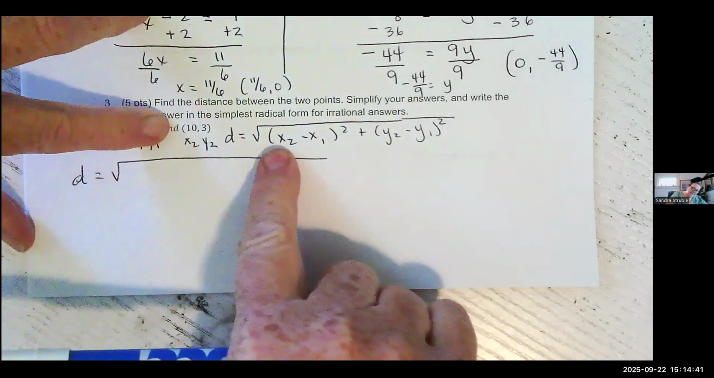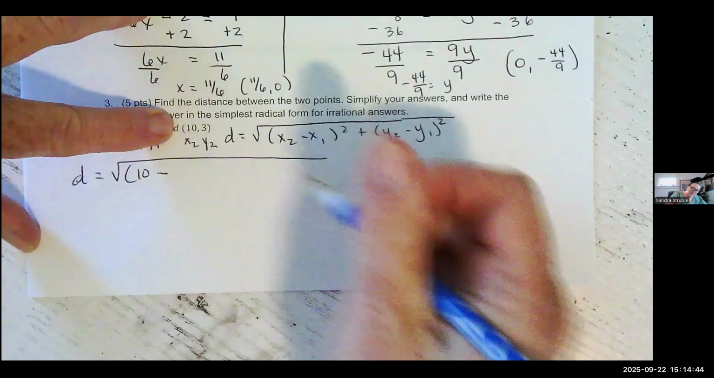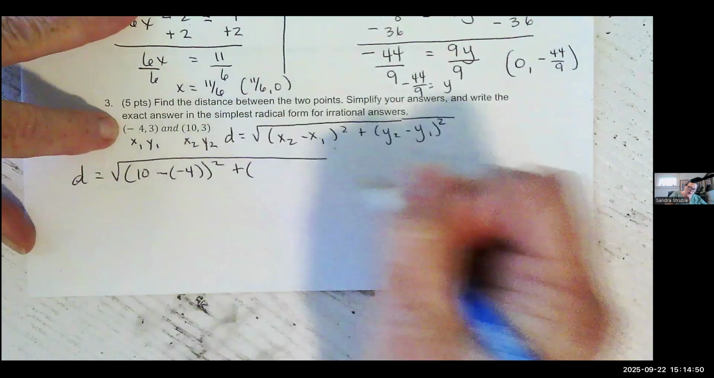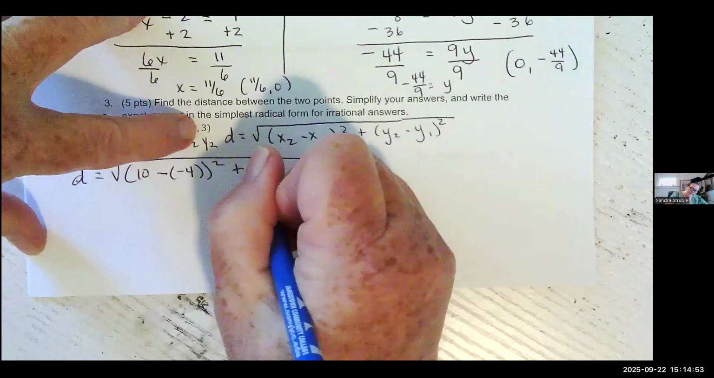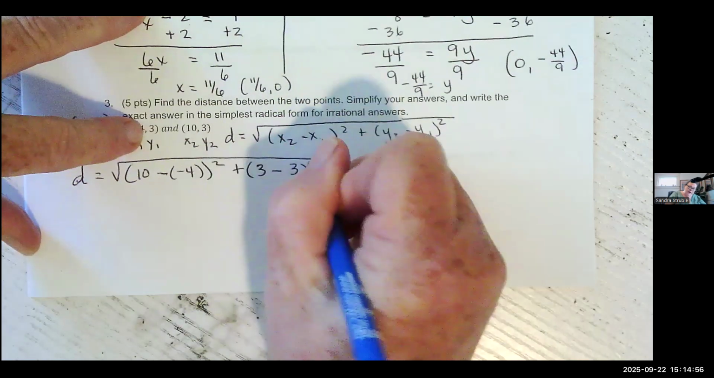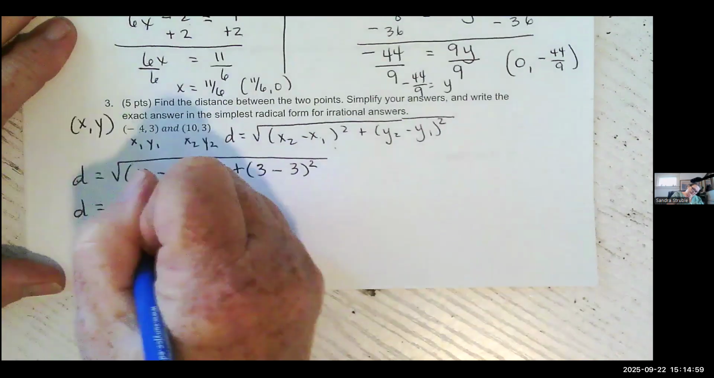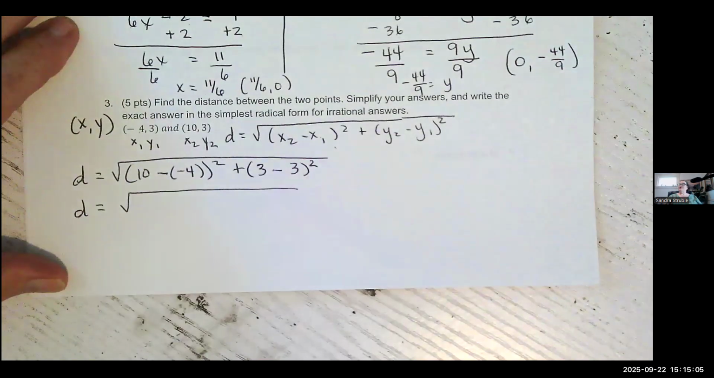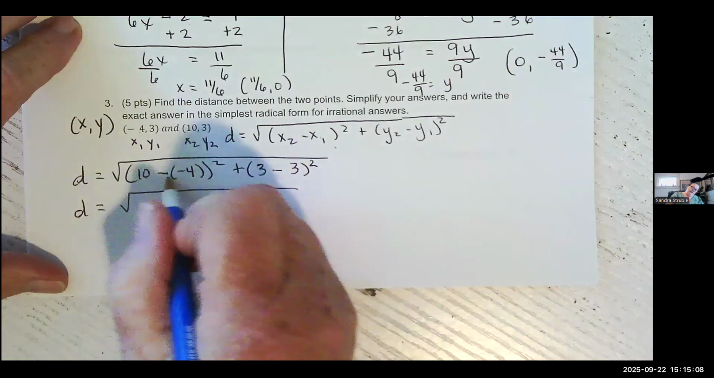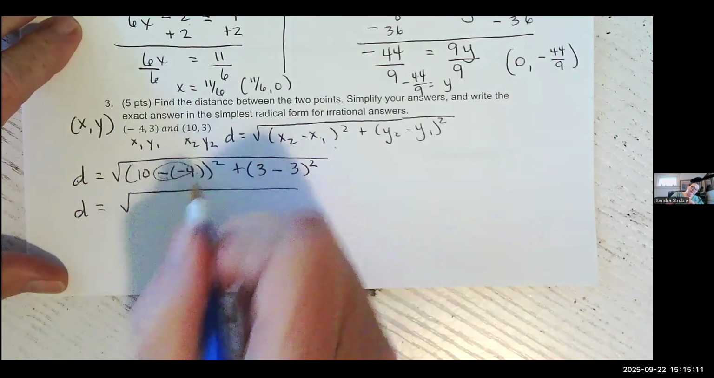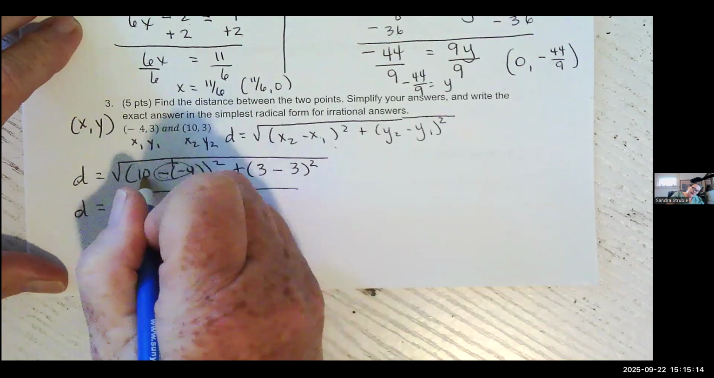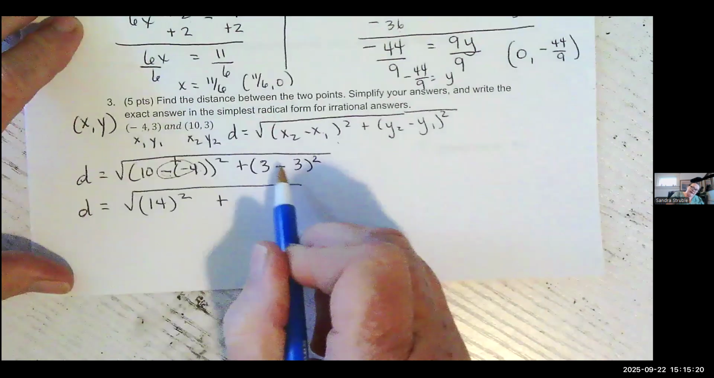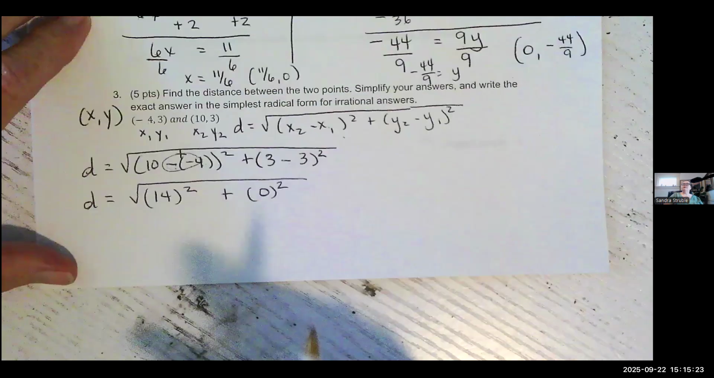So x sub 2 is 10 minus x sub 1, which is negative 4, squared, plus y sub 2, which is 3, minus y sub 1, which is 3, squared. And here's where I saw crazy stuff. You do order of operations, PEMDAS. 10 minus negative 4, this becomes a negative times a negative, which is a positive. So 10 plus 4 is 14. 3 minus 3 is 0. The 0 I don't even care about anymore.